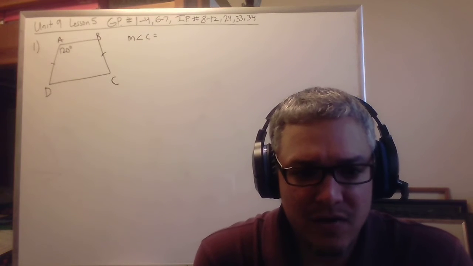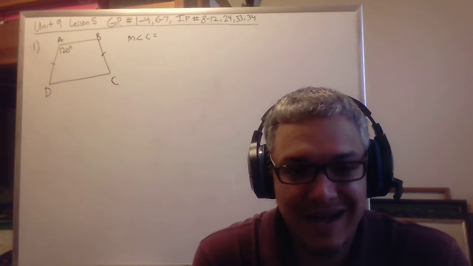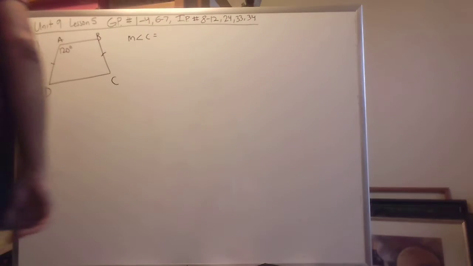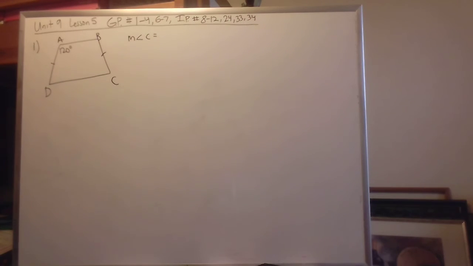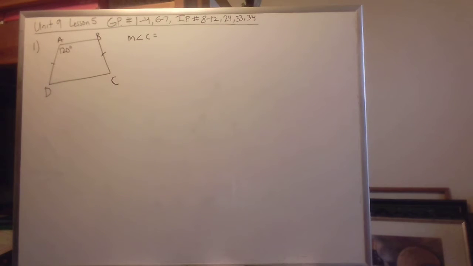So today we're going to be going over another topic of quadrilaterals called kites and trapezoids. So we're going to be doing the guided practice on page 844. We are doing number 1 through 4, 6 through 7, and then the independent practice as well, which is number 8 through 12, 24, 33, and 34.